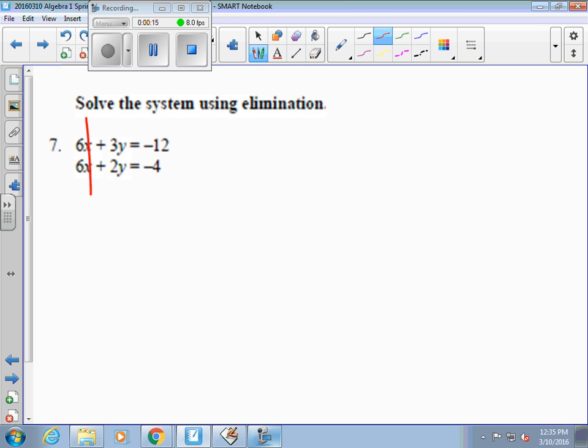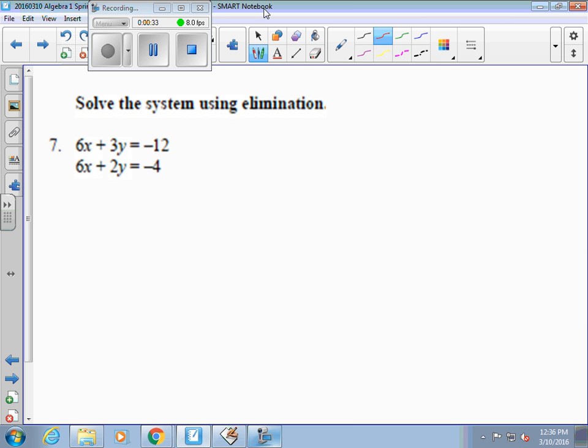X is on top of X's, Y is on top of Y's, constants on top of constants, and also equals on top of each other. We had one like that yesterday where everything was stacked except the equals, and we had to move stuff. Second thing you check, make sure you have opposite coefficients. You got 6x and 6x. You got 3y and 2y.